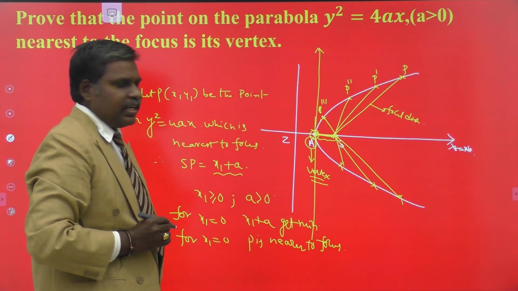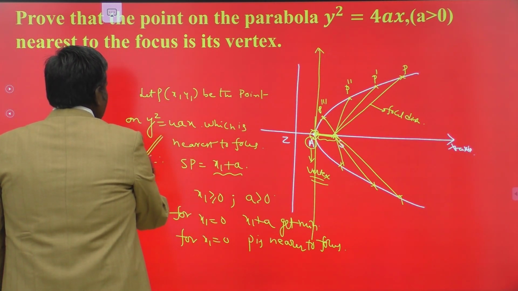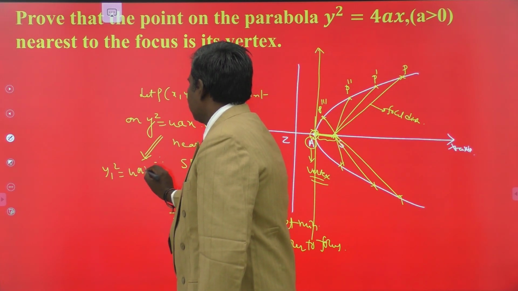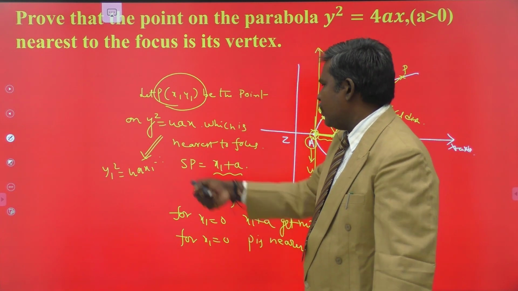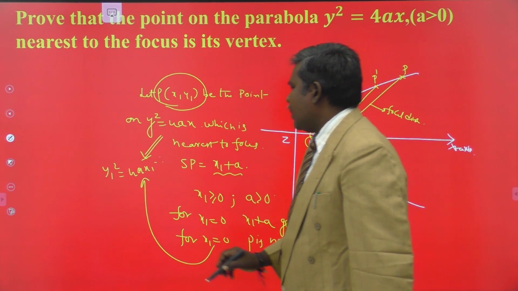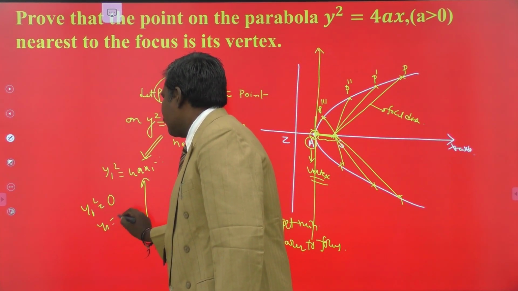Our point P (x1, y1) lies on the parabola. We have the condition y1 square is equal to 4ax1. Because we are choosing the point P (x1, y1) on this parabola, we have y1 square equal to 4ax1. For x1 equal to 0, what about y1 square? y1 square is equal to 0. So y1 is what? 0.